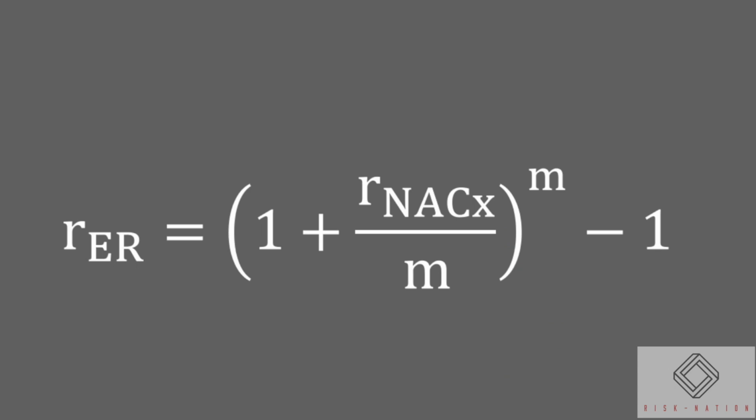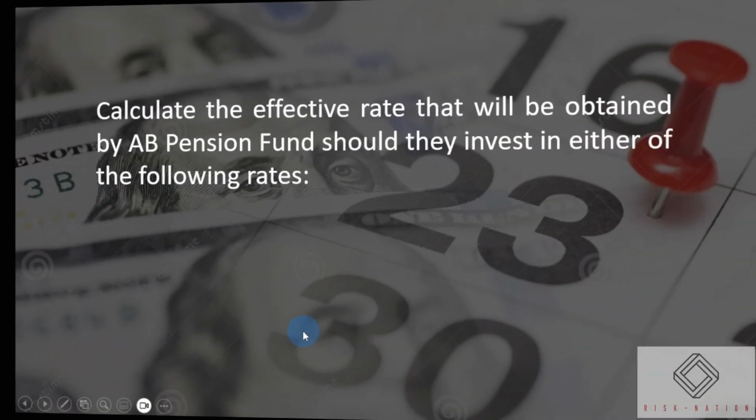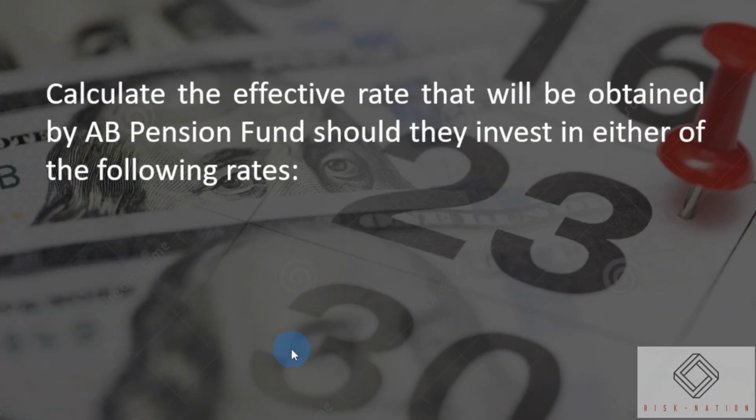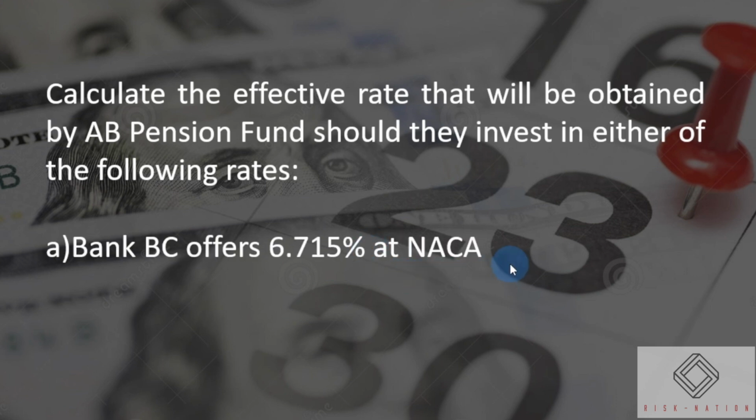In order to understand this thoroughly, let's look at a scenario and calculate some values here, different scenarios, to be able to do this comparison and see how this formula actually works in practice. Our scenario is as follows. Calculate the effective rate that will be obtained by AB pension fund should they invest in either of the following rates. The first one we're going to calculate: Bank BC offers 6.715% at NACA. Now, those of you that are astute in mathematics would notice that this calculation is actually a bit obsolete, but let's see why I'm saying that.